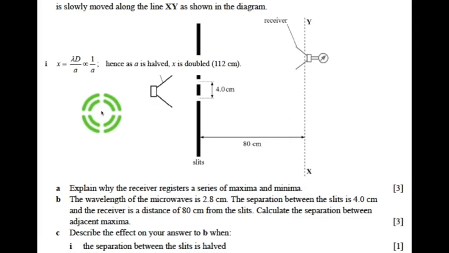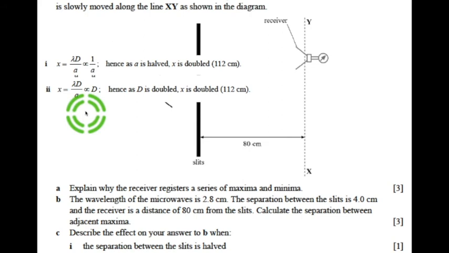Let's just see if we got that. Yeah. So x is inversely proportional to a, so a is halved, x is doubled. And the same thing with the distance between the slits and the receiver: if it is doubled, well, it's directly proportional to x, so if we double that distance, then we're going to double x. Okay, thank you.